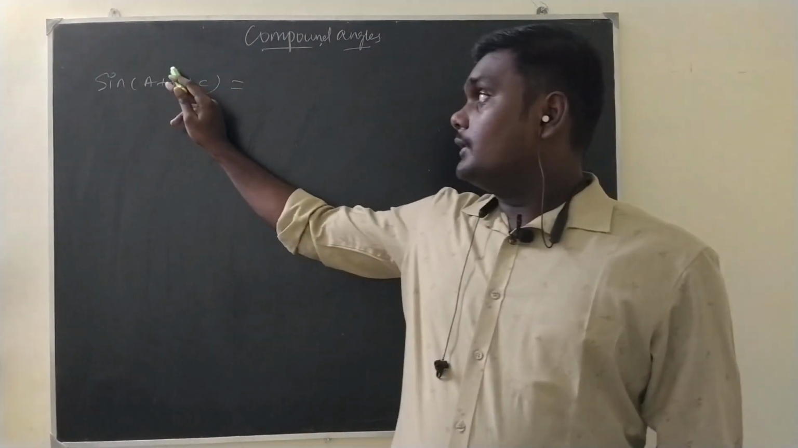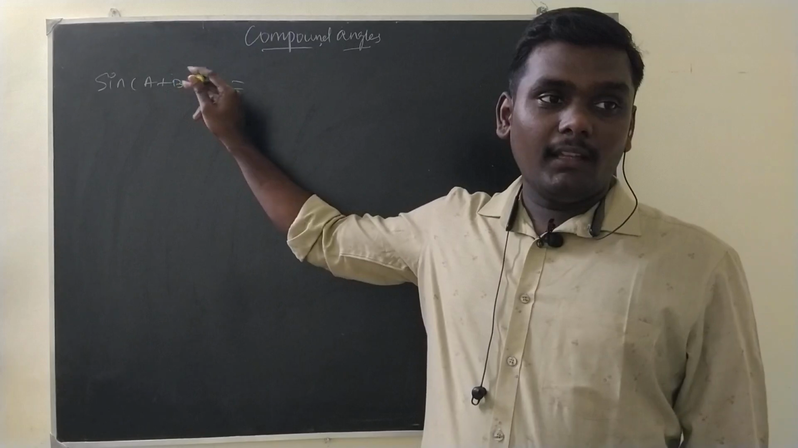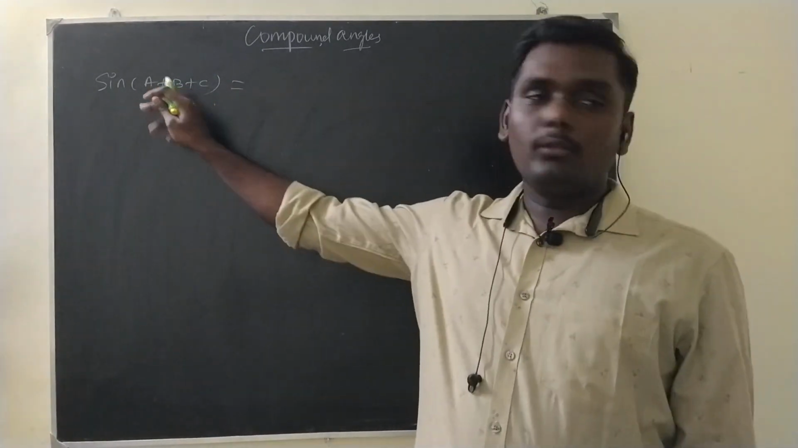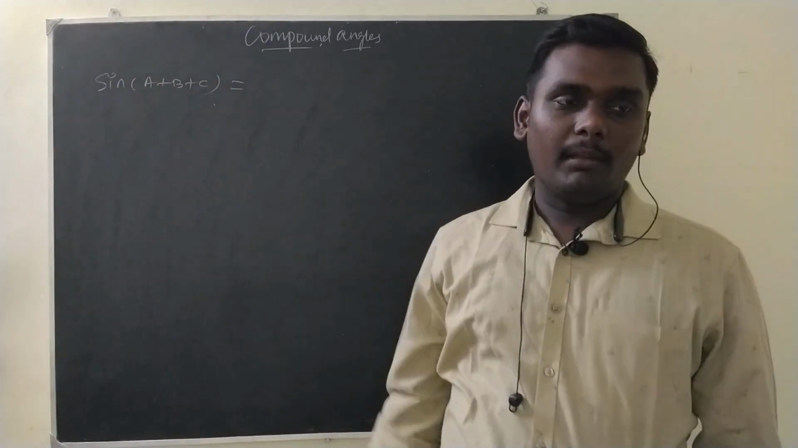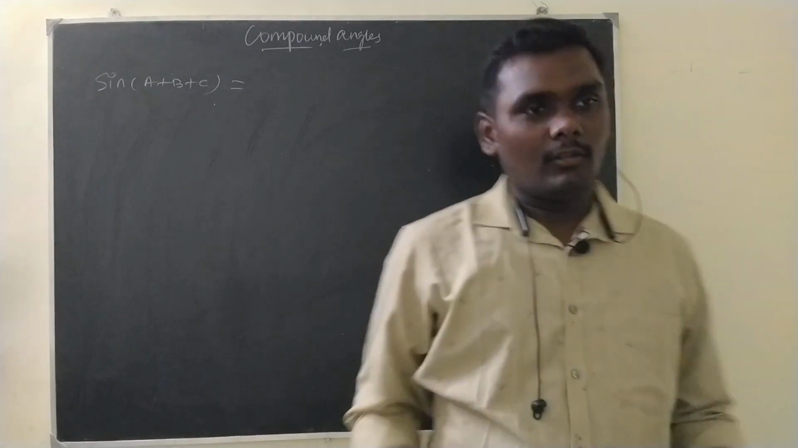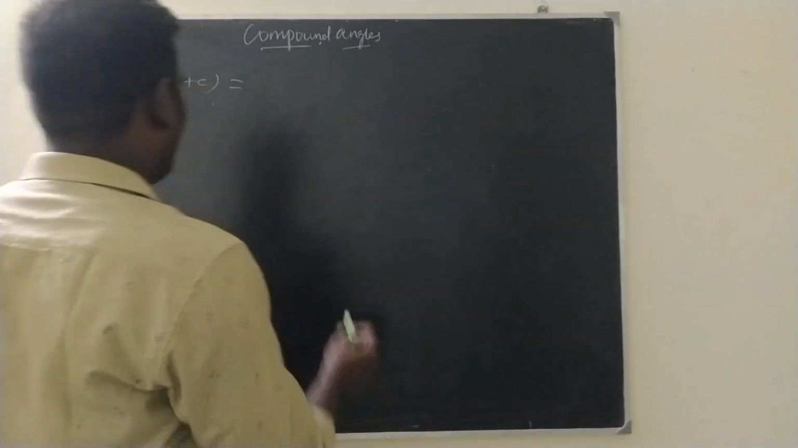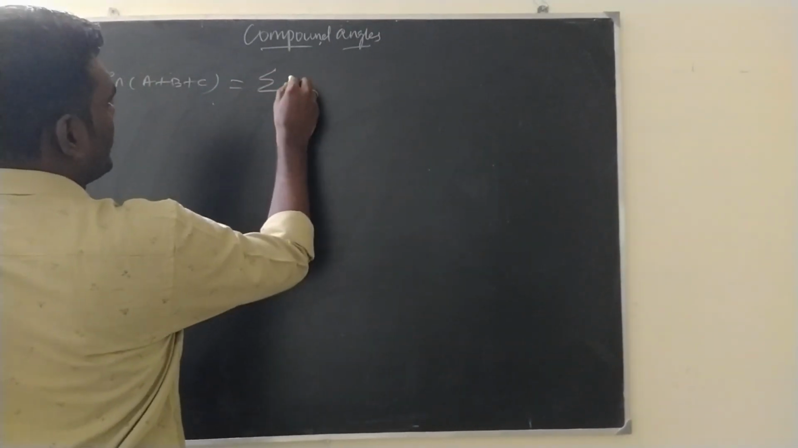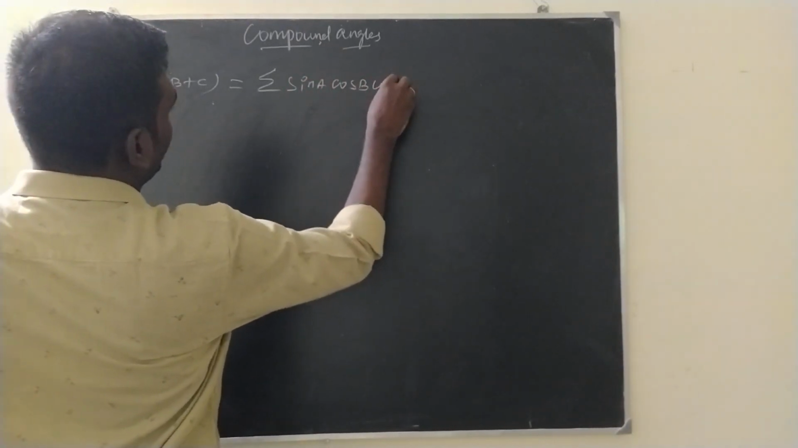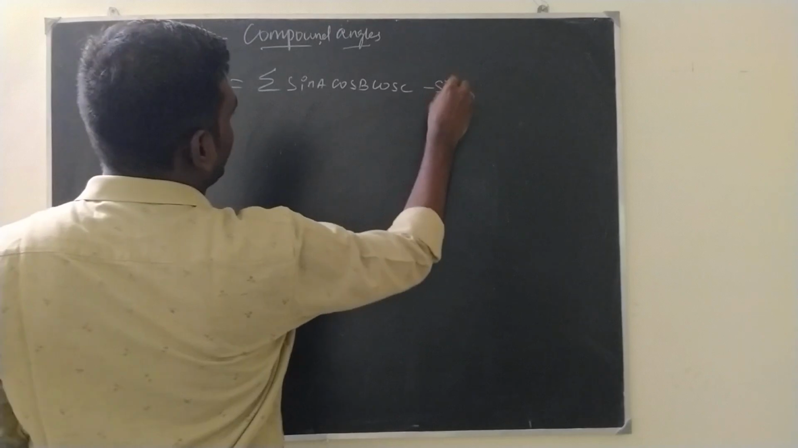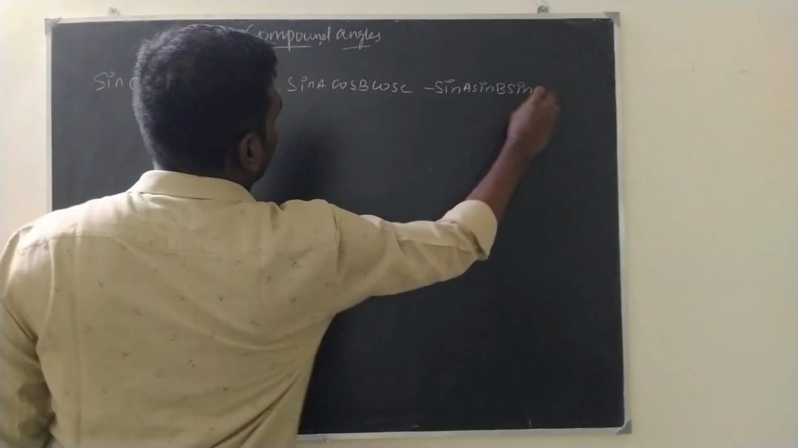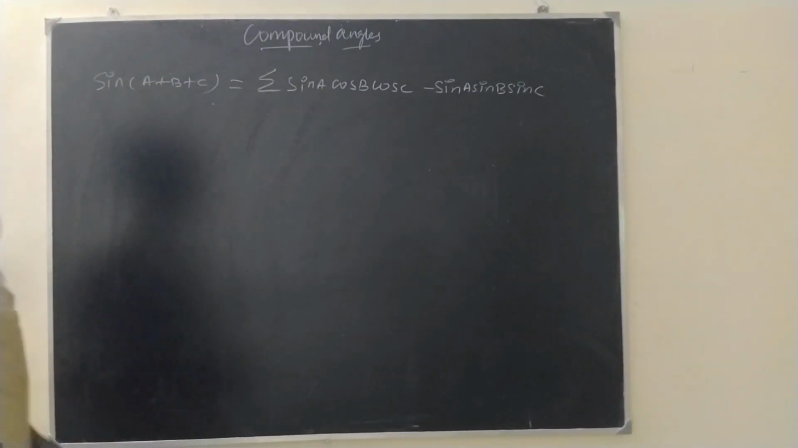You see, B plus C or A plus B, we have to group it as 2. Group any 2 as 1 and we make it as the A plus B form. Then we apply the formula. Using the summation notation, we summarize the formula: summation sin A cos B cos C minus sin A sin B sin C is the formula for them.